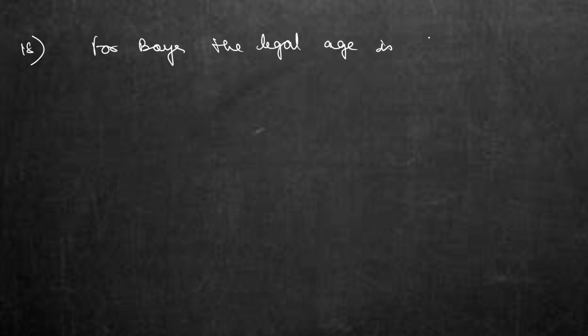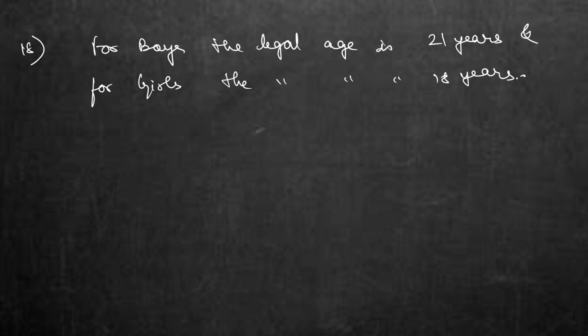What is the legal age of marriage in India for boys and girls? For boys, the legal age is 21 years, and for girls, the legal age is 18 years.